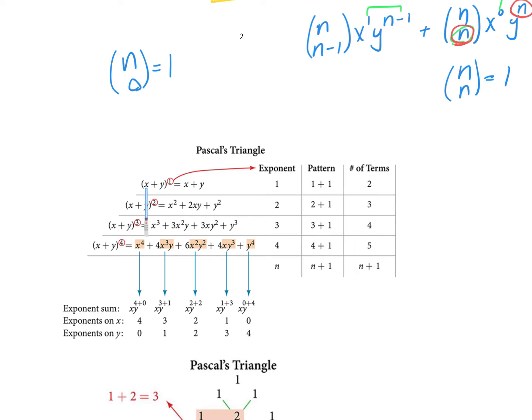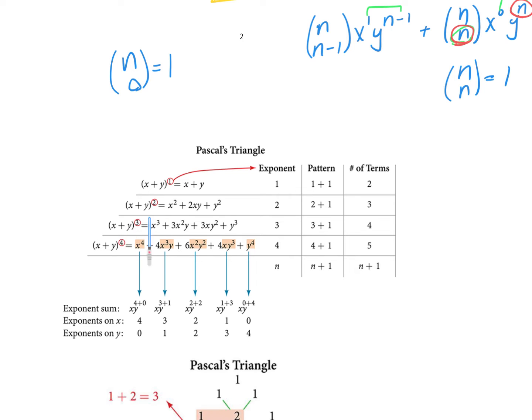So if we are doing x plus y to the 1, we know this is just going to be x plus y. The exponent here is 1. See how that's 1? 1 plus 1 is 2 terms. x plus y squared, when it gets simplified, the exponent is 2. 2 plus 1 gives me 3 terms. Notice I have 3 terms. So this is also a way to help you determine how many terms you're going to get.